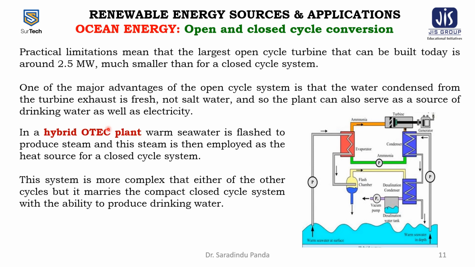In a hybrid OTEC plant, the warm seawater is flashed to produce the steam, which is shown in the figure. This is the flash chamber. And this steam is then employed as the heat source for a closed cycle system. This is the closed cycle system, this is the open cycle system. So this is made as the hybrid OTEC plant.